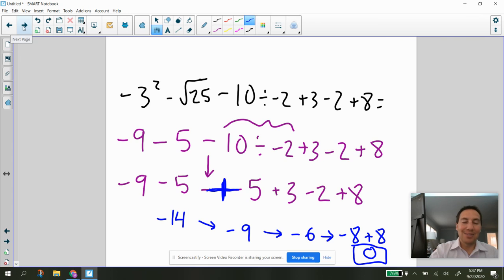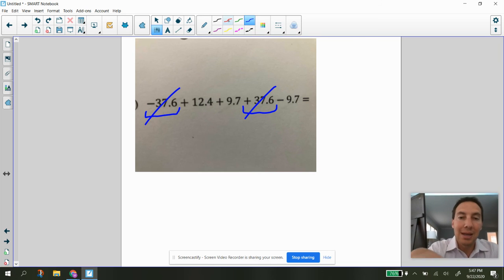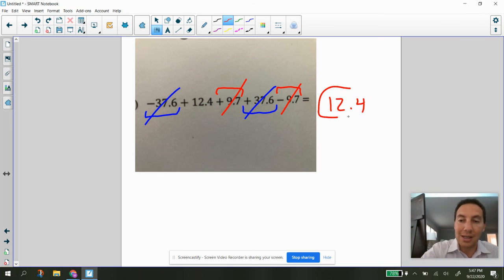And then our last one, this one's actually a trick question. The key is, see how you have a -37.6 and a positive 37.6? Well, -37.6 plus positive 37.6 would just be 0. So that goes away. Now we have a positive 9.7 minus 9.7. That's just 0, so that goes away. So after all that, you know what we're left with? Just 12.4, which is our final answer. If you were to type this in on a calculator and not do that shortcut that I did, you'd still get 12.4, but isn't it a lot easier to do it without all those decimal addition and subtraction?